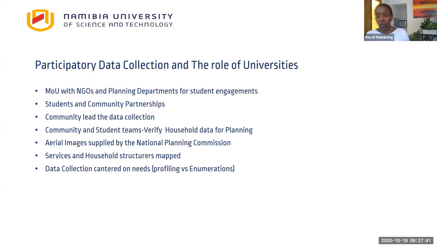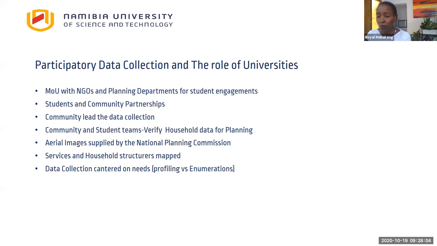Whatever the students were doing did contribute to their final grades for the courses. There's also an arrangement currently being made for students to partake in community data collection through summer schools. Most of the data collection processes that we support as a university are community led.